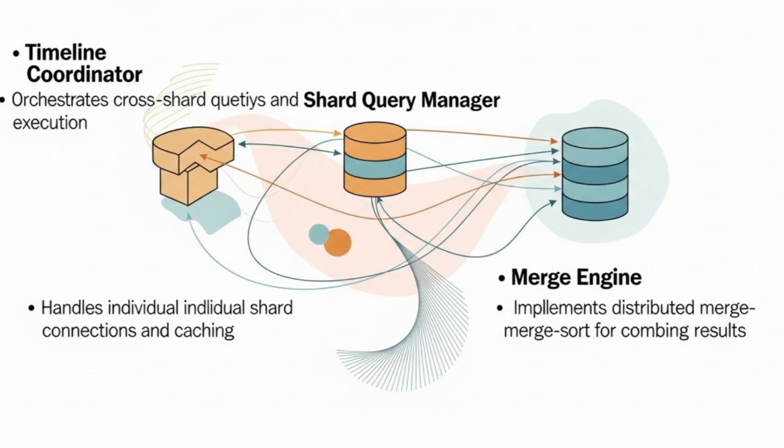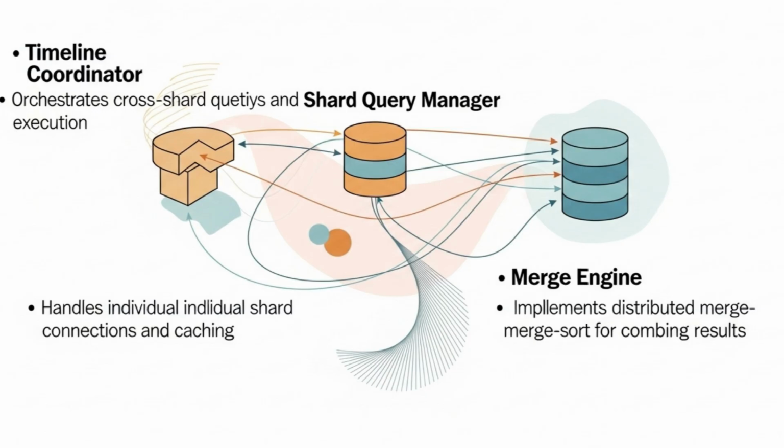Finally, the merge engine is where the magic happens. It implements those distributed merge sort algorithms we discussed, combining all those partial timeline results into one coherent, chronologically ordered feed for the user. Understanding these components is crucial to building a robust system.